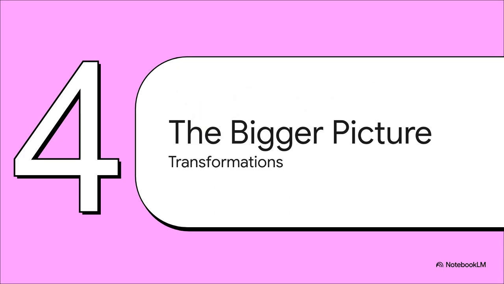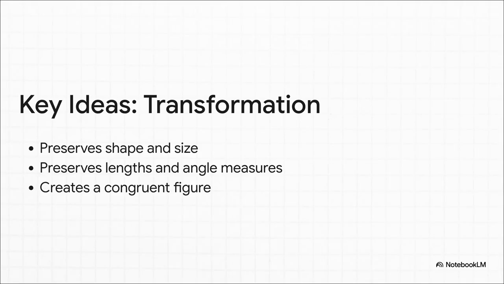So let's zoom out for a second. We've talked about these two types of symmetry, reflection and rotation. What's the big idea that connects them? Well, they're both part of a larger concept in geometry called transformations. So that line symmetry we looked at, that's what we call a reflection. And the point symmetry? That's a 180-degree rotation. Both of these are types of transformations.